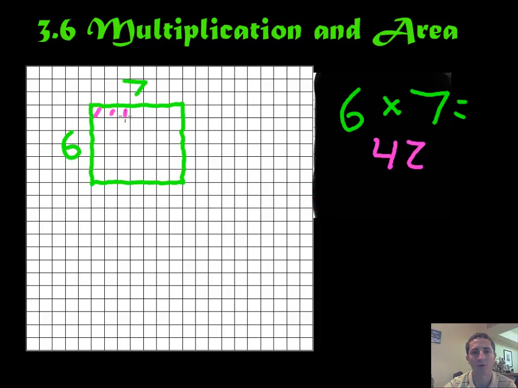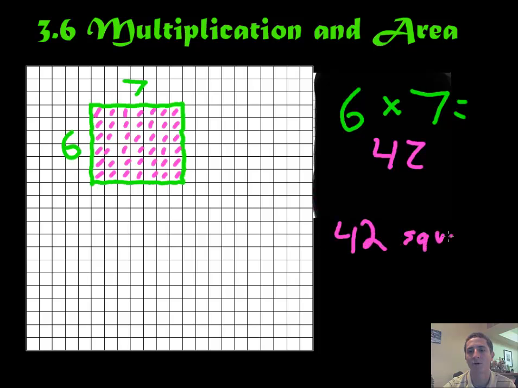So we'll go 1, 2, 3, 4, 5, 6, 7, 8, 9, 10, 11, 12, 13, 14, 15, 16, 17, 18, 19, 20, 21, 22, 23, 24, 25, 26, 27, 28, 29, 30, 31, 32, 33, 34, 35, 36, 37, 38, 39, 40, 41, 42. So this rectangle is 42 square units.